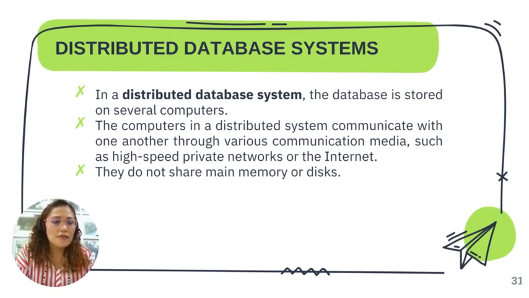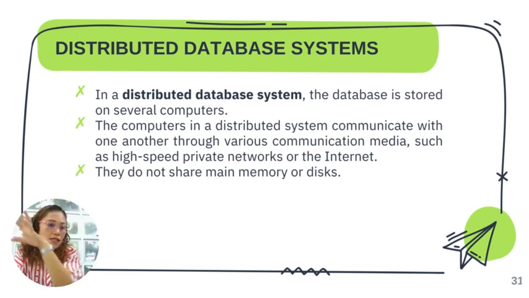Basically, an example of a distributed system is Facebook. They have different databases located all around the world, and for example, Facebook in the Philippines can still access the same data in Facebook US or in Facebook Singapore. So that's an example of a distributed database system.